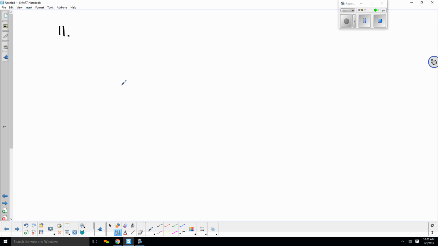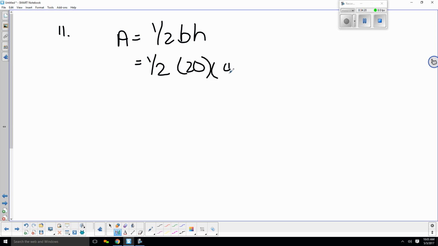Number 11, how many square inches of fabric does Kendall need for a triangular flag with a base of 20 inches and a height of 40? Remember your formula for a triangle, and it should be on your formula sheet. It's 1/2 the base times height. They told me that the base was 20 and my height was 40. What's half of 20? So 10 times 40 is 400. And that's square inches, so that would be B.